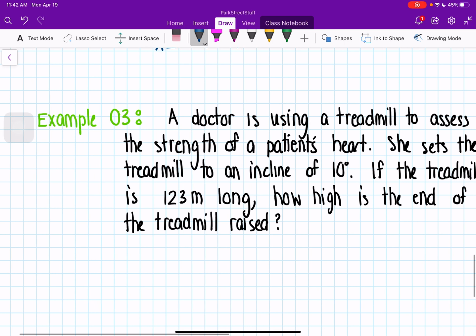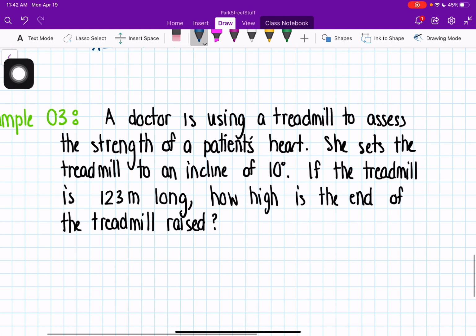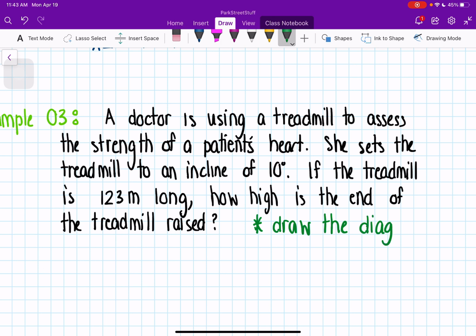With trig, we can also have word problems. And when we have word problems, the key is to draw a diagram. So you want to take what they tell you and create your right angle triangle from this, okay? So when there isn't a diagram given, we are going to draw the diagram. That's really important because that's going to help us see the math of it all, okay?